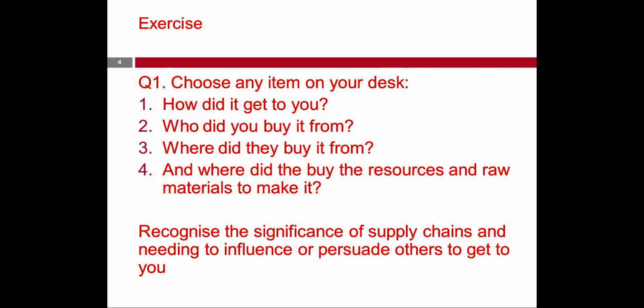So you recognise that in any product or service there is a supply chain, and different stages of that supply chain will need to do different types of communication to influence or persuade others to get to you. So just think about it, choose any item and just go on that journey, explore how did it get to you, who did you buy it from, where did you buy it from, and where did you buy the resources. Pause the video and then join us again after you've done this exercise.